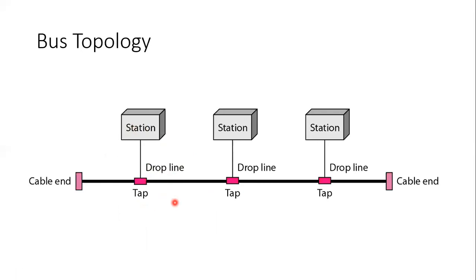The advantages of bus topology include easy installation. Suppose that we want to install one more station. Then we use the drop line and tap in the cable. We can connect it.